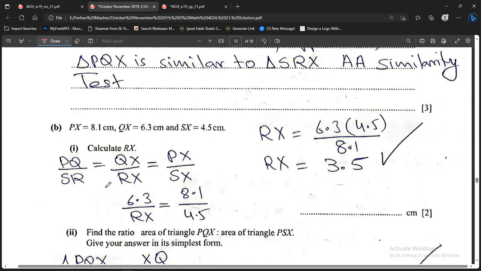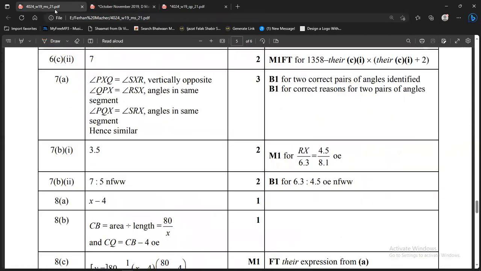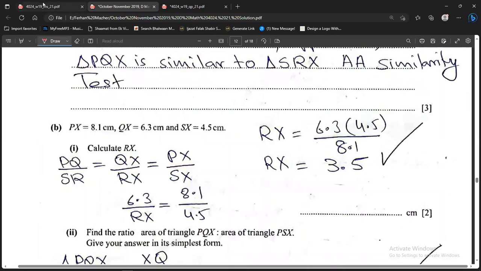Now I will take these. QX is 6.3, RX I don't know, I want to find out. PX is 8.1 and SX is 4.5. So cross multiply here. RX will be equal to 6.3 multiplied by 4.5 divided by 8.1, and RX will be equal to 3.5. So this is how we will write it because they are similar to each other, so the ratio of their sides will be the same. RX is 3.5. The answer is right. This is the solution.